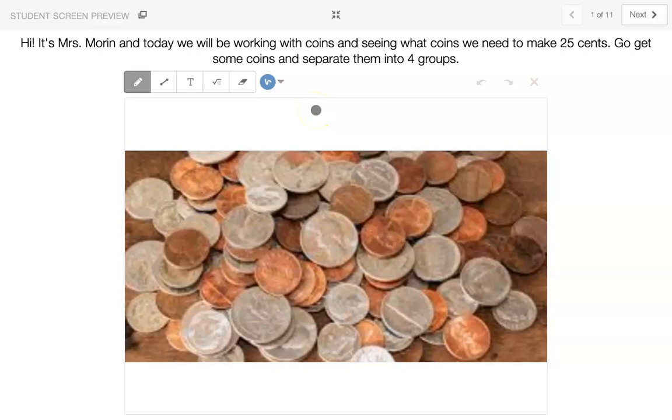Mrs. Moran, and today we will be working with coins, with money, and seeing what coins we need to make 25 cents. So what I want you to do is to pause the video, and if you can find some coins, ask your parents, your caregiver, the adult with you, ask for some coins, and separate them into 4 groups.